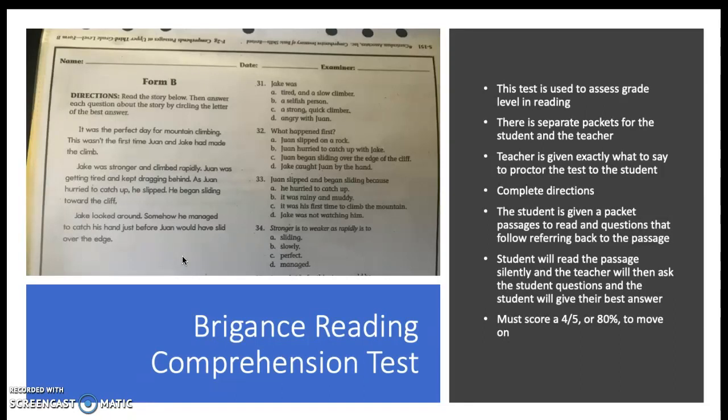Students will read the passage silently, and the teacher will then ask the student questions, and the student will give their best answer. The student must perform 4 out of 5, or 80%, to move on. And this picture is an example of a Brigance test.